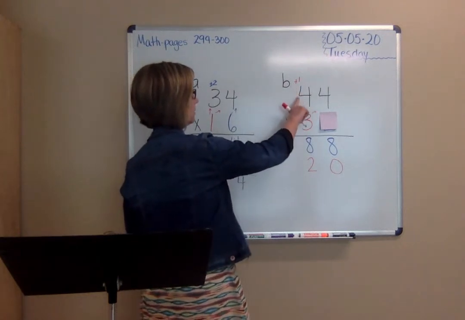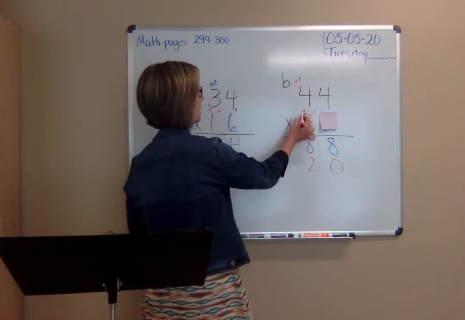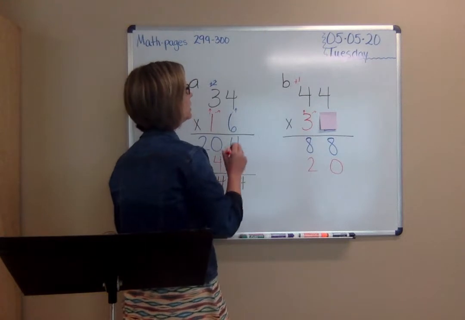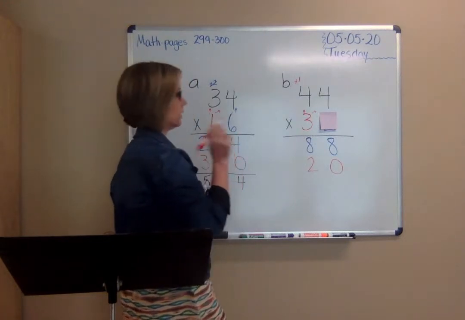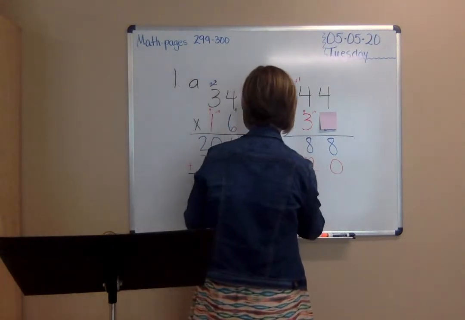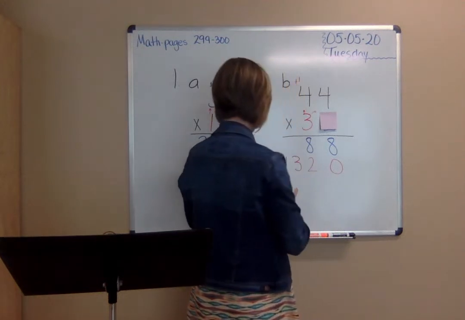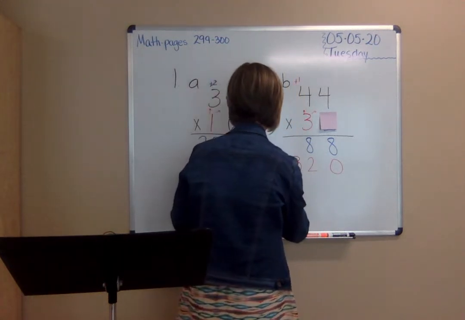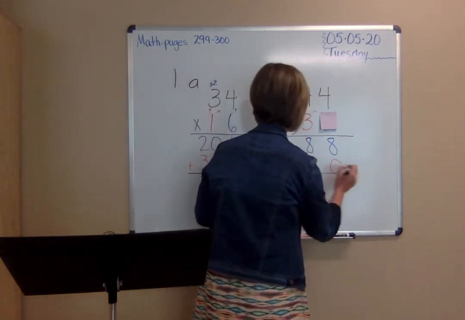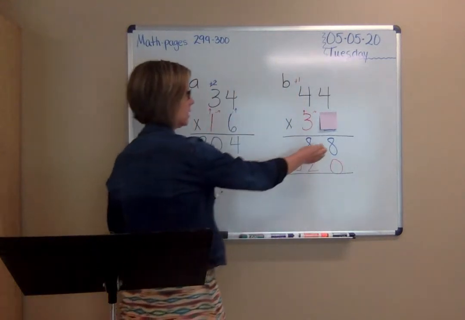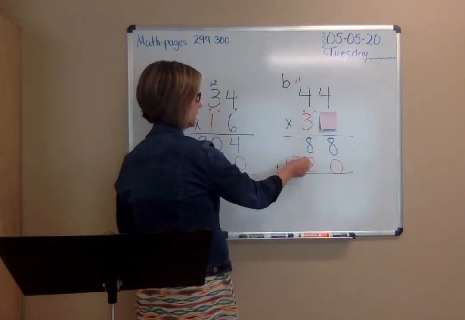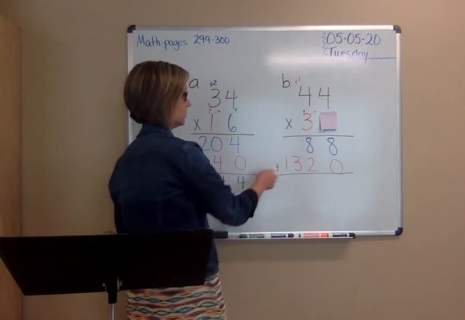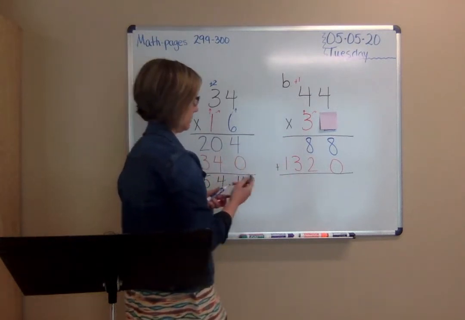Now we're going to the tens place. 3 times 4 equals 12. 12 plus 1 equals 13. And then we simply add. Please be sure that you have your numbers in the correct columns. Ones, tens, hundreds, thousands. Don't jumble them up there.